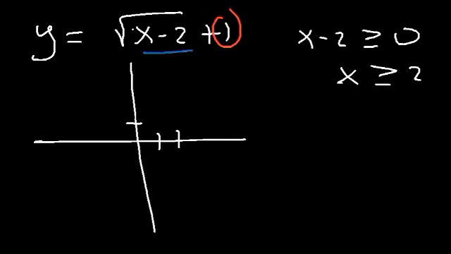So it's going to start at (2, 1). Now x is positive and y is positive, so it's going to go towards quadrant 1. So it's going to go this way. Now this is enough to figure out what the domain and range will be.